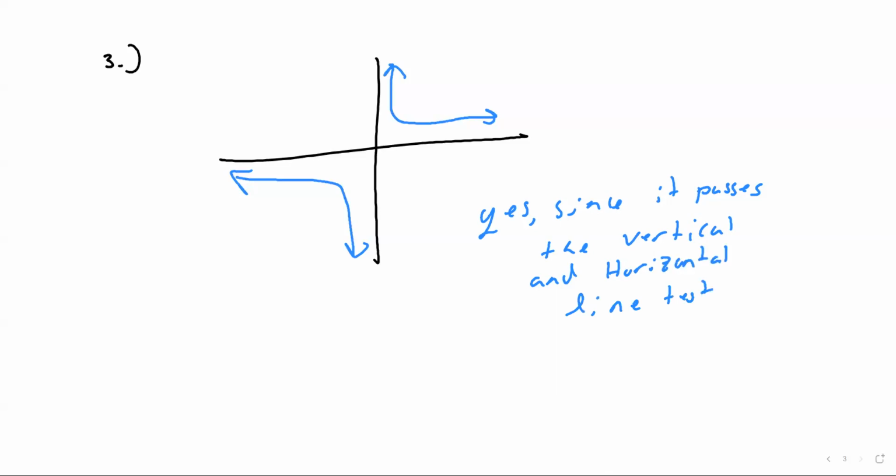And do remember to pass a horizontal or vertical line test, it only goes through the graph one time. If it goes through it more than once at any given point, it fails. All right. So any questions on determining if a graph is one-to-one? Okay. If I go too fast, please let me know.